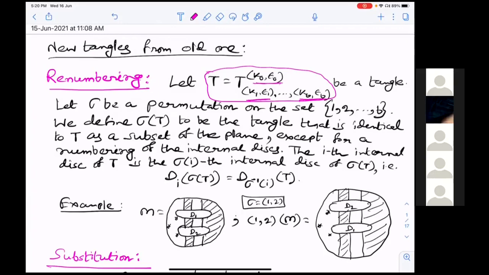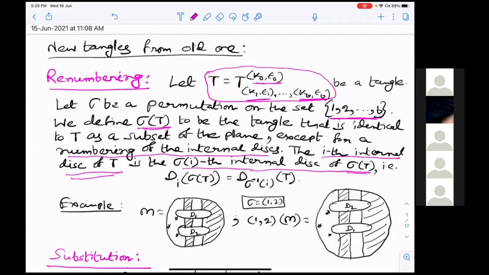Now suppose sigma is a permutation on the set of internal disks. So we define sigma of T, a new tangle. We have a tangle T, and we want to define another tangle, sigma of T, which as a subset of the plane is the same as T, except the numbering of the internal disks is changed by sigma. That is, the ith internal disk of T is the sigma ith internal disk of sigma T.